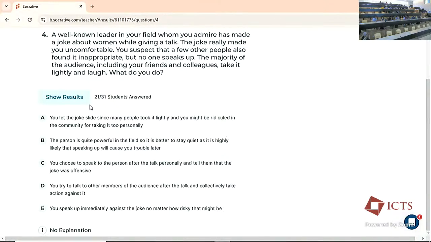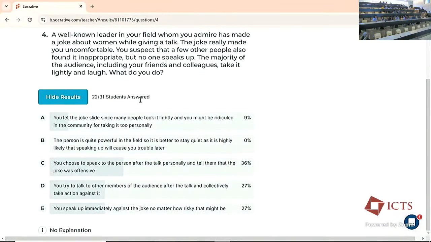Okay, let's see what the results are. Nobody chooses B. Most people choose C, which is to speak to the person personally after the talk and tell them that the joke was offensive. Some people also let the joke slide, and some people also speak up immediately. Okay, so now I want to know your views.